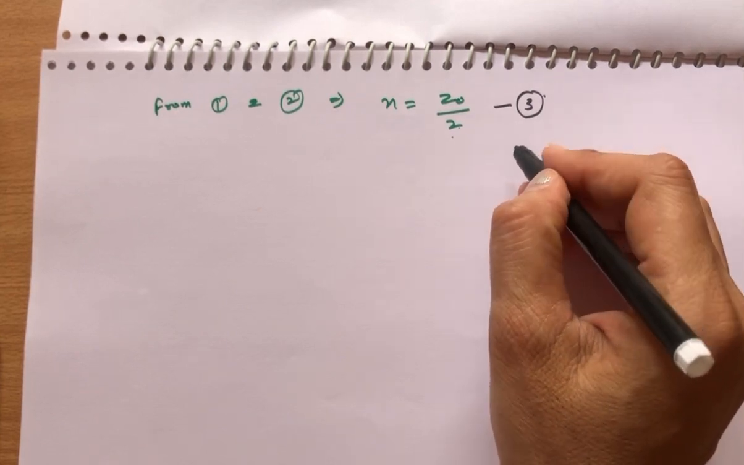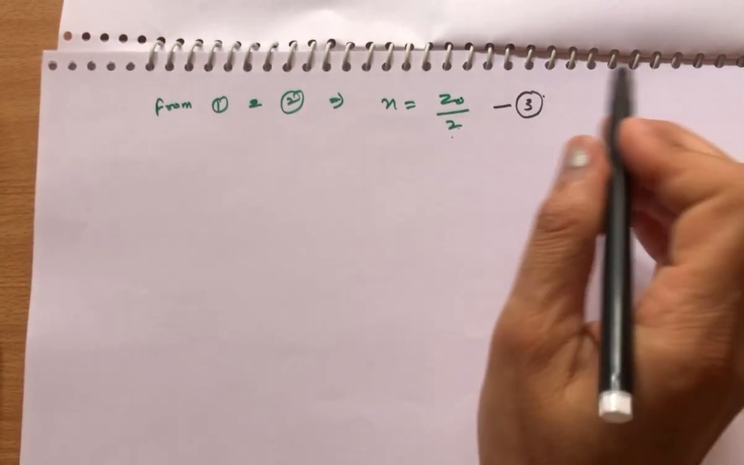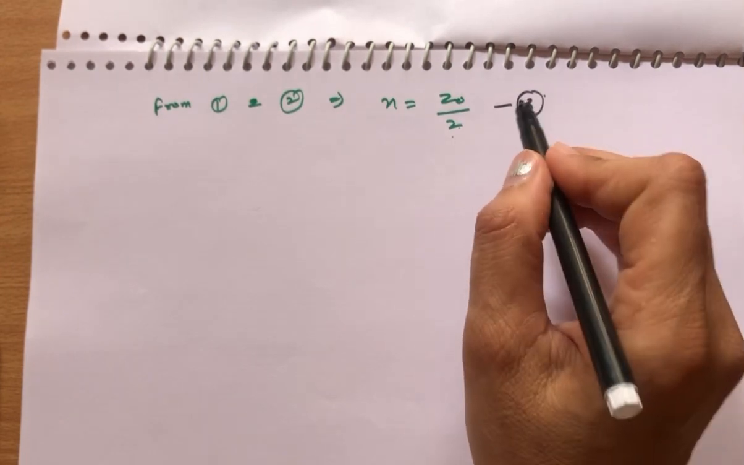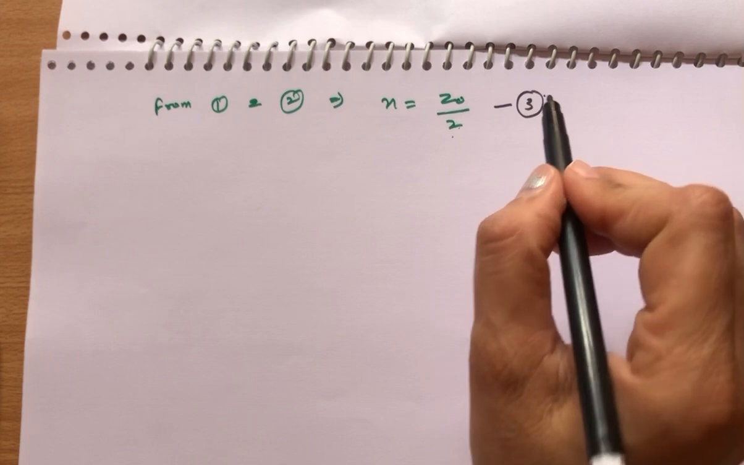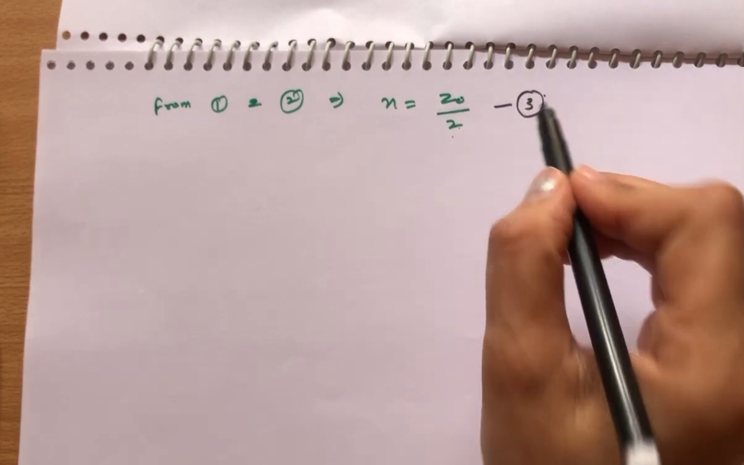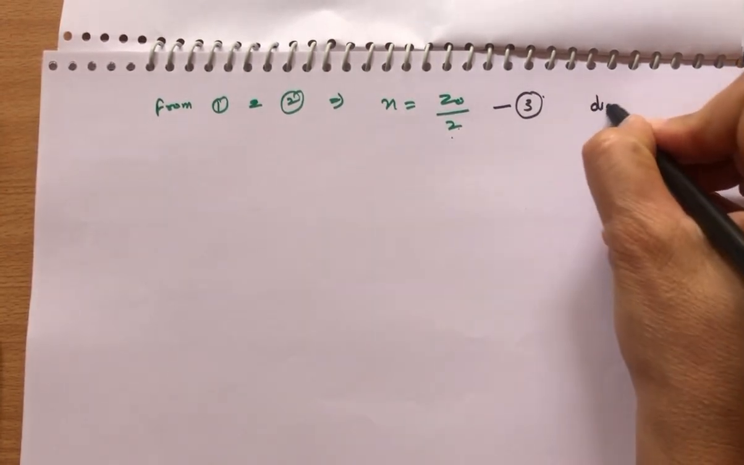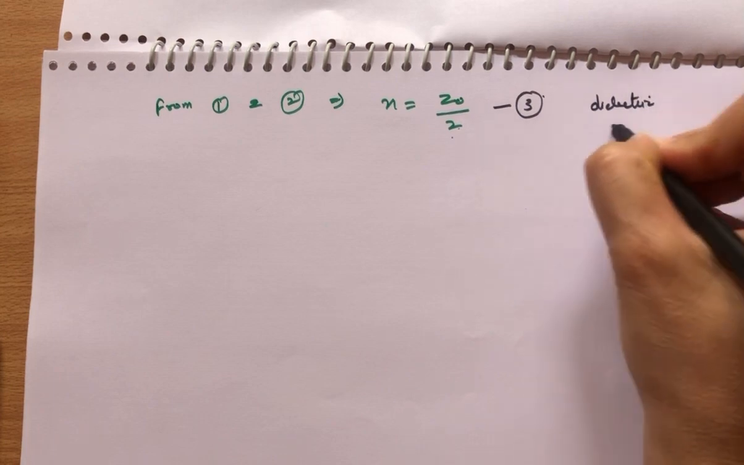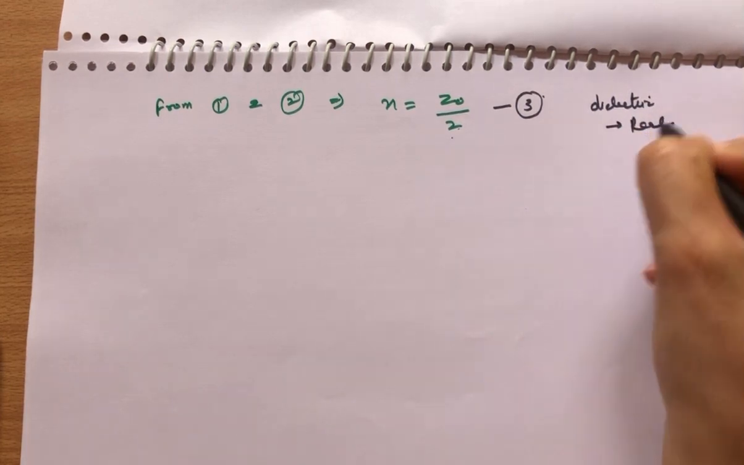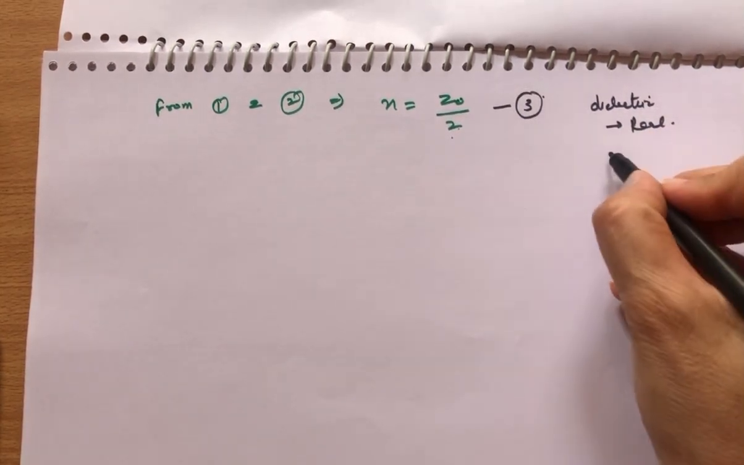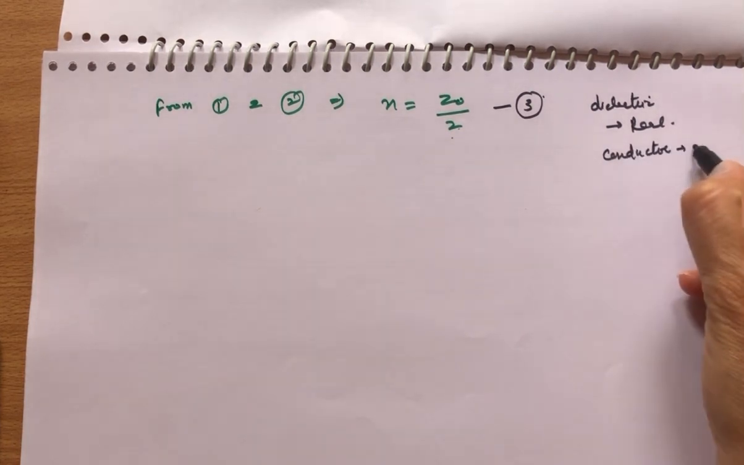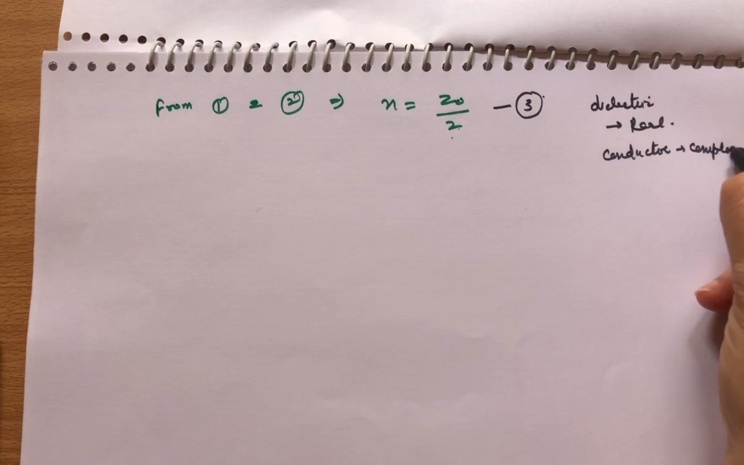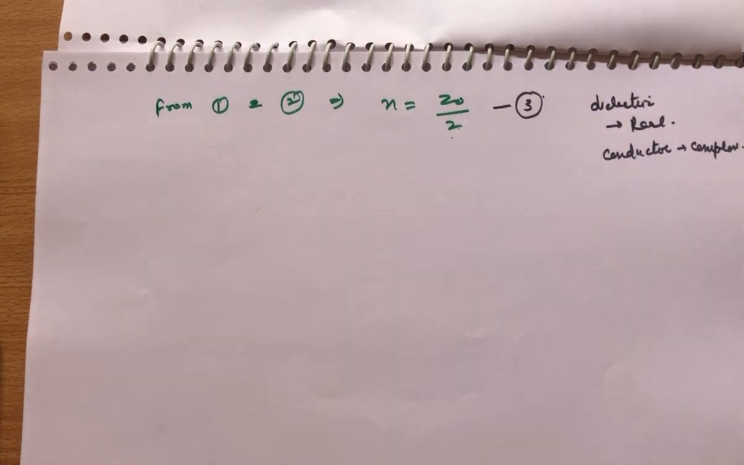So we can say that the refractive index for a dielectric is a real quantity, but for a conductor it is not real, it is a complex quantity. For a dielectric it is real, and for a conductor it is complex. Now we want to find that out.